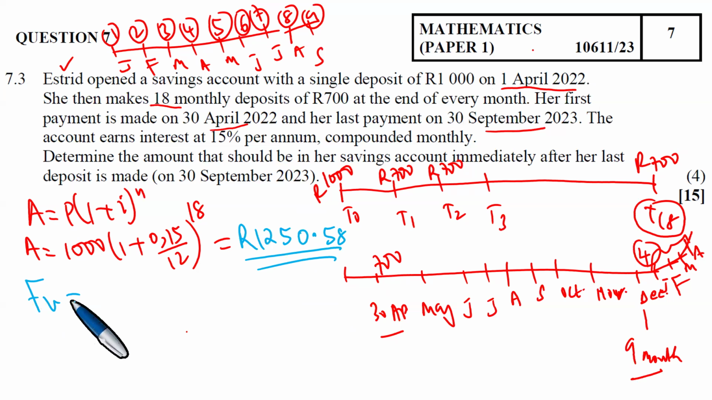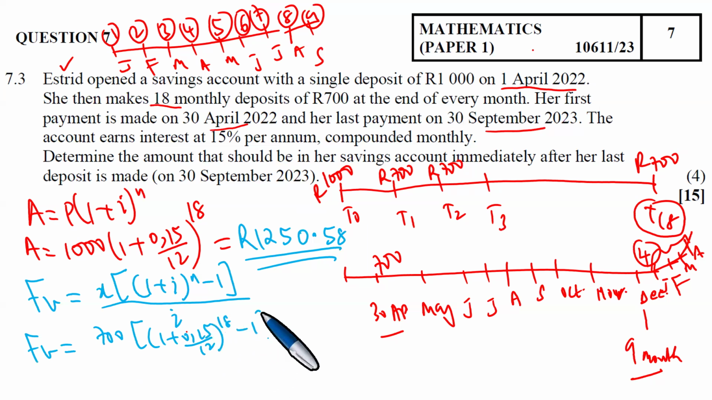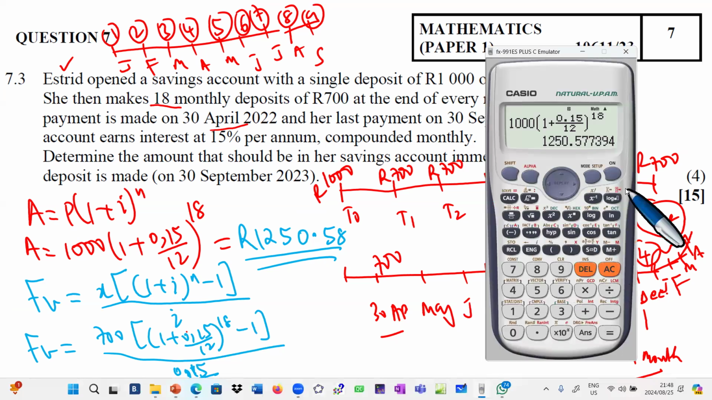What is then the future value? It is (1 plus i) to the nth power minus one, divided by i. So these deposits are of 700. One plus 0.15 divided by 12, the months are exactly 18, minus 1, divided by 0.15 divided by 12. So you use your calculator.